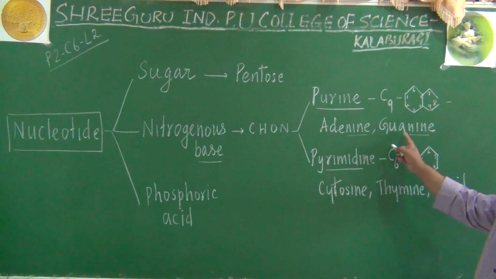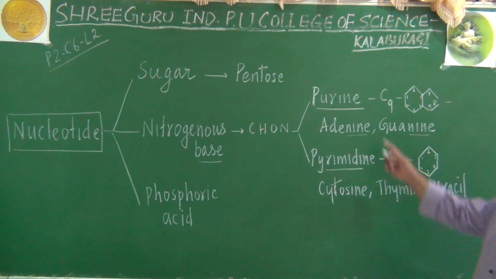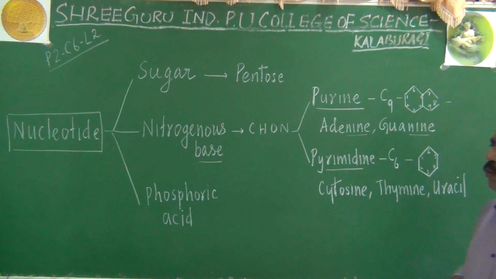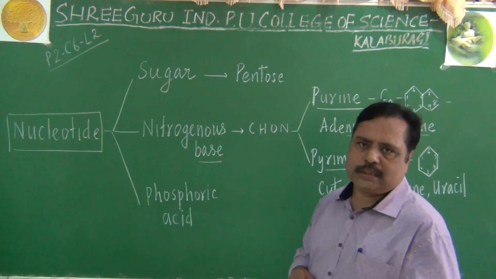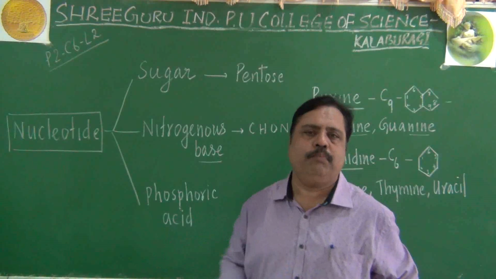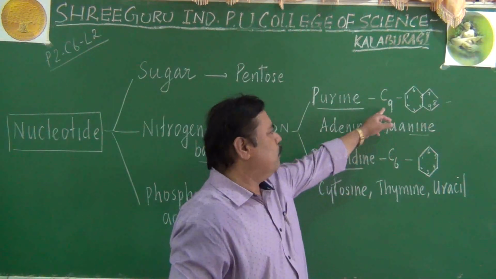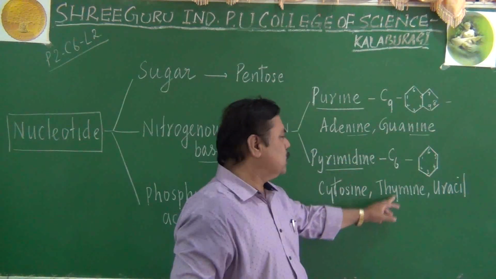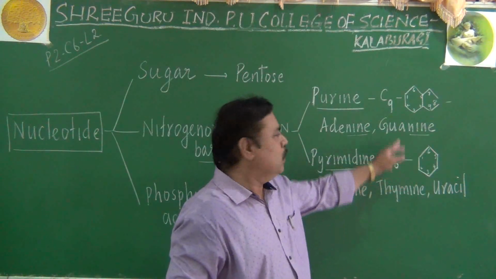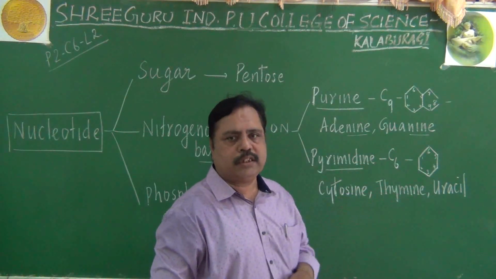Whereas adenine and guanine come under purines. Remember students, there are totally 5 types of nitrogenous bases. 2 of them belong to the purine category, 3 of them belong to the pyrimidine category. These 2 have 9 carbon compounds, these have 6 carbon compounds. Purines are double ringed structures, whereas pyrimidines are single ringed structures.